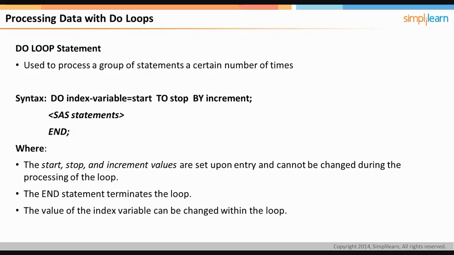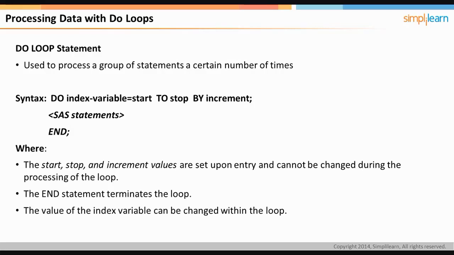The optional by clause specifies an increment value for the index variable. If by clause is not specified, the default increment value is 1. It is important to note that the start, stop, and increment values are set upon entry into the do loop. They cannot be changed during the processing of the do loop. They can be numbers, variables, or SAS expressions.